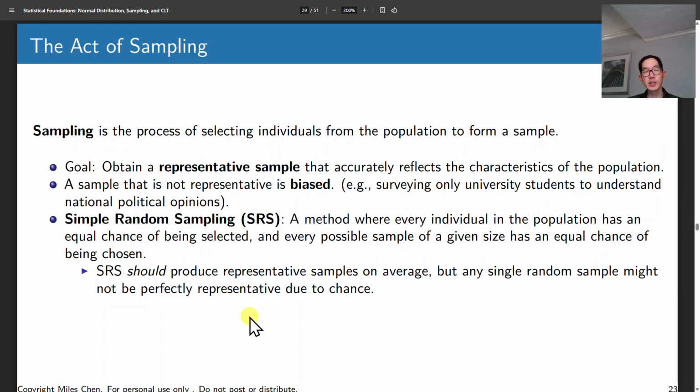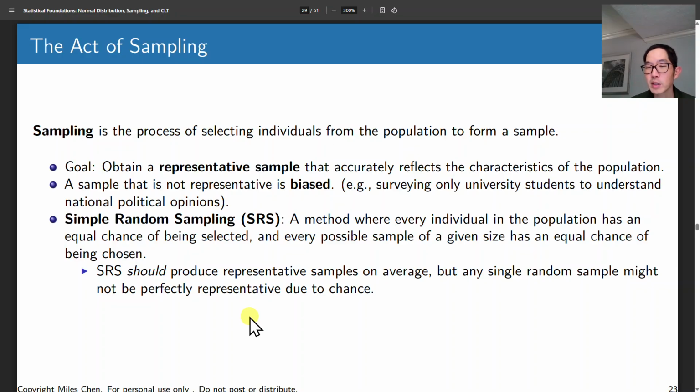Sampling is the process of selecting individuals from the population to form a sample. Our goal is to get a representative sample, a sample that looks like a miniature version of the population. A sample that is not representative is said to be biased. Biased here just means your sample is not representative of the population. It doesn't necessarily mean that there's malicious intent behind collecting the sample. I mean, there could be, but that's not necessarily the case. It just means your sample is not representative of the population.